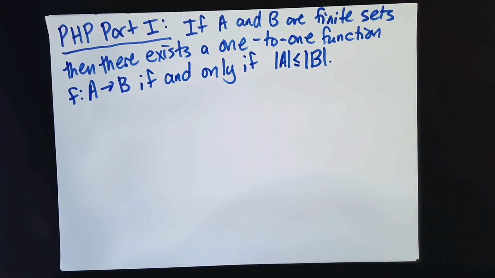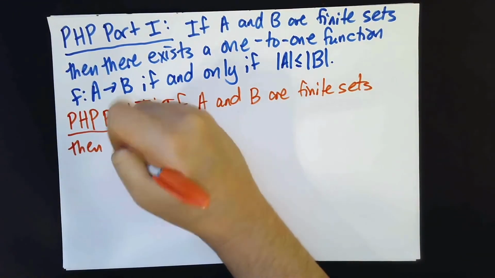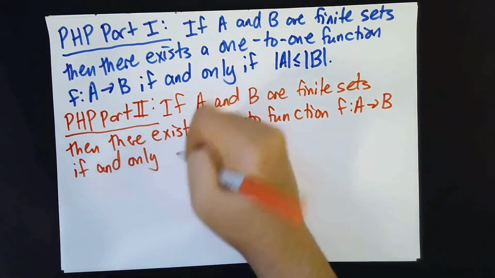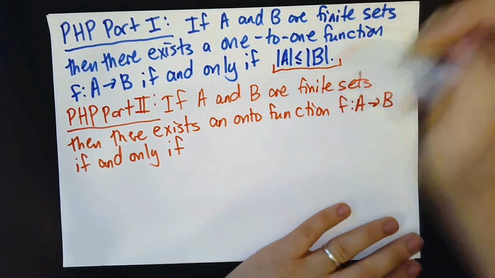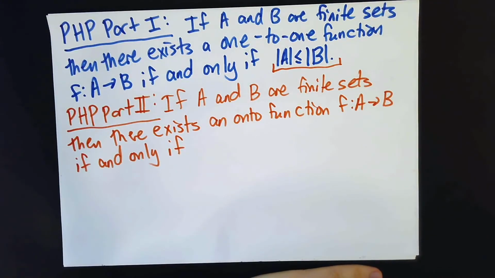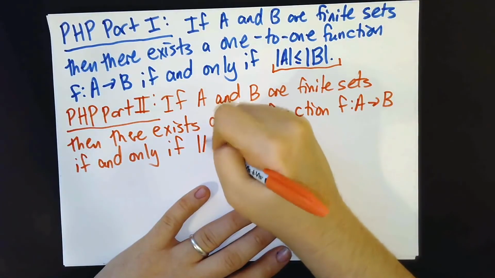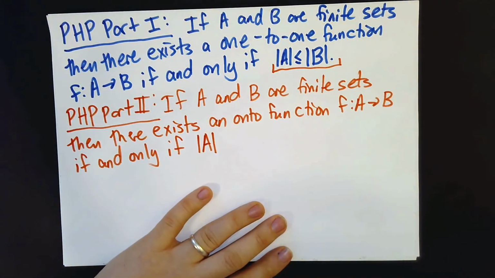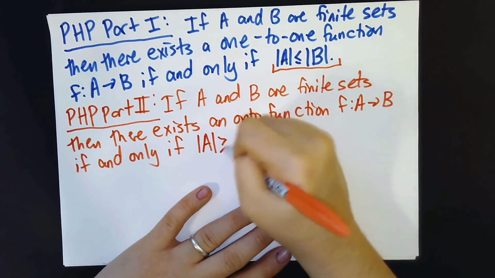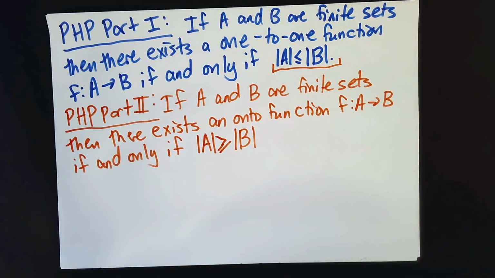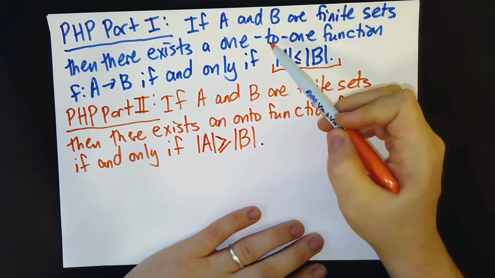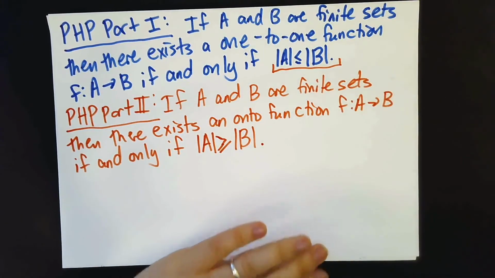So, what's the pigeonhole principle part 2 going to say? Well, one change is that I'm going to replace the words one-to-one with onto. Now, think about this condition for one-to-one. What does this condition have to be for onto functions? And I think you won't have too hard of a time convincing yourself that in order for a function to be onto between finite sets, it needs to be the case that the size of A is larger than or equal to the size of B. So in other words, the word one-to-one flipped to the word onto, and the direction of this inequality flipped.